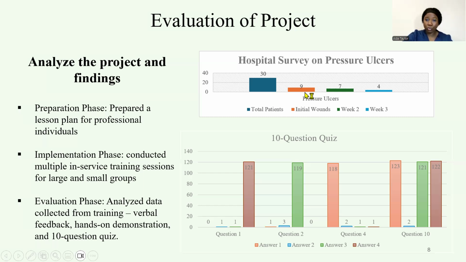Within the first 2 weeks of the training, the pressure ulcers had declined to 7, and in week 3, it had declined to 4. The graph down here analyzed the results from the 10-question quiz, which shows that out of 123 participants, the majority understood the information presented.